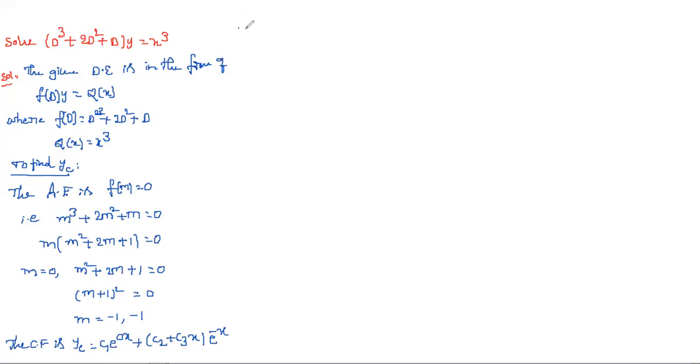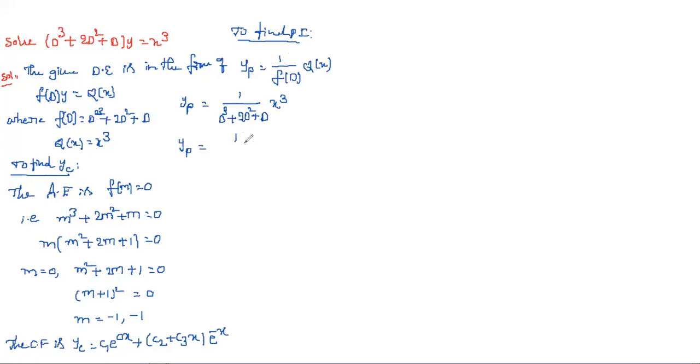To find the particular integral, yp = 1/f(D) Q(x). This is the formula we use for finding the particular integral. Then yp = 1/(D³ + 2D² + D) x³. We need to follow the procedure for a polynomial. Here, what do we need to take common to get 1? We have to take D as common.